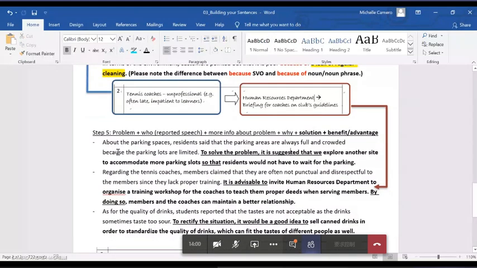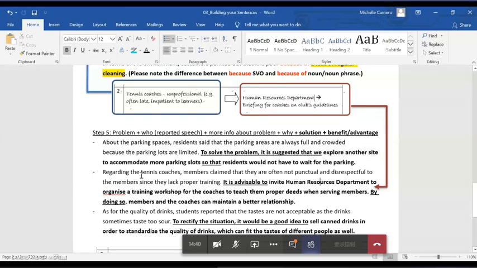All right, so here we have about the parking spaces. Residents said that the parking areas are always full and crowded because the parking lots are limited. All right, so here's step 5. To solve the problem, it is suggested that we explore another site, right? That's the solution. And then here is the advantage: to accommodate more parking slots so that residents should not have to wait for parking. All right, now I guess you could consider this all the solution: explore another site to accommodate more parking slots, and then you can consider this the advantage, so that residents should not have to wait for the parking.